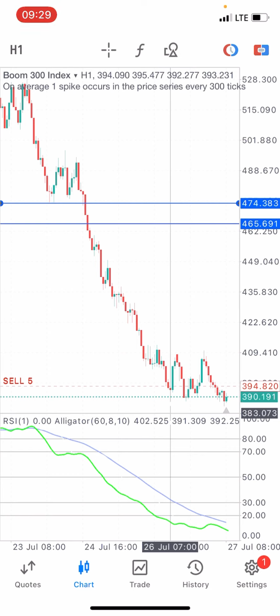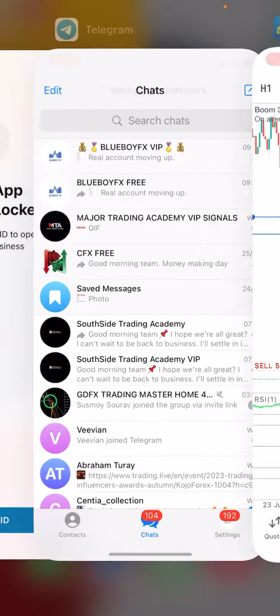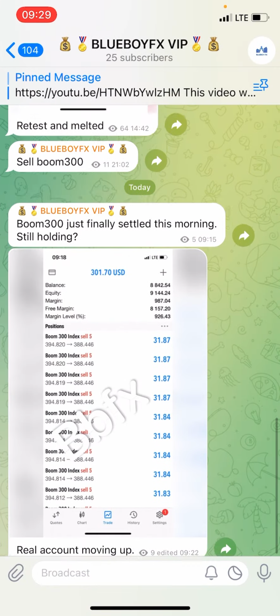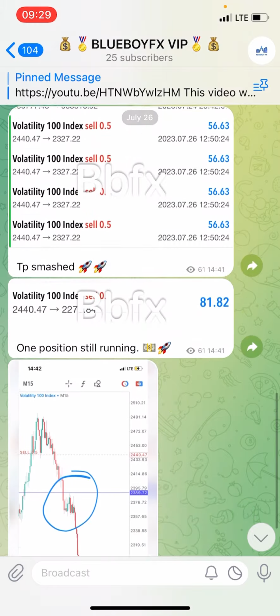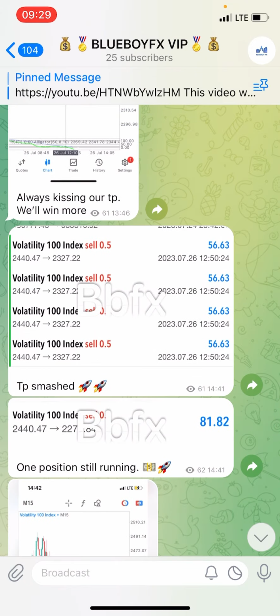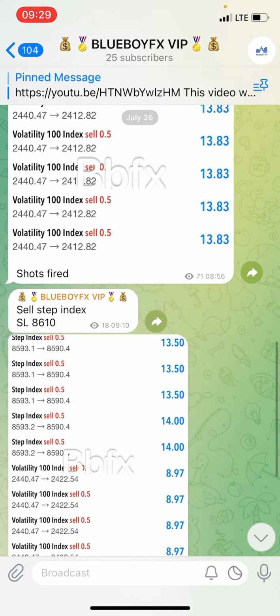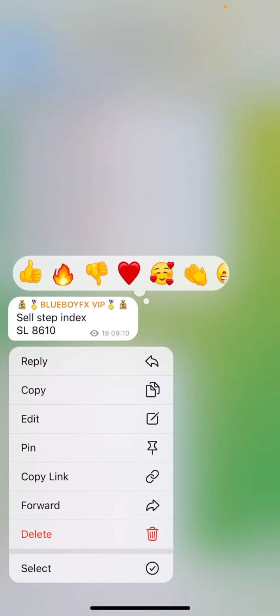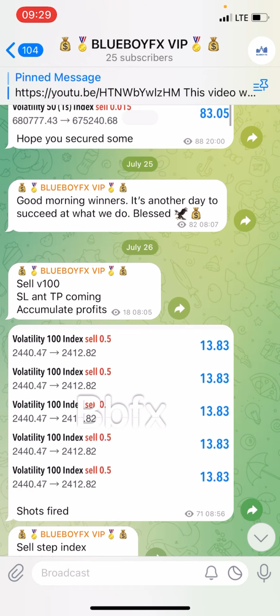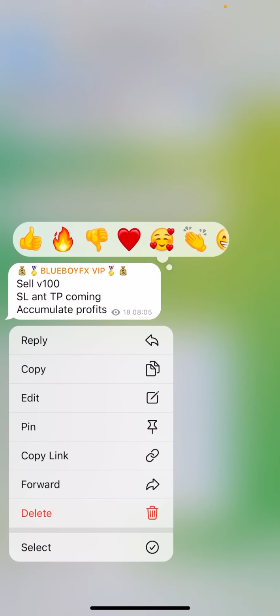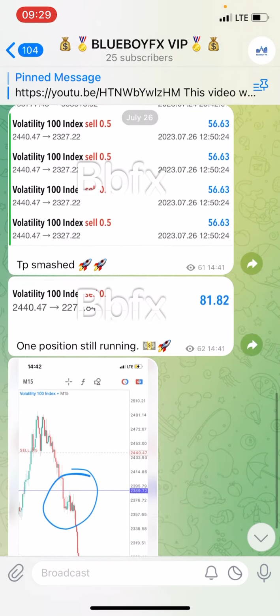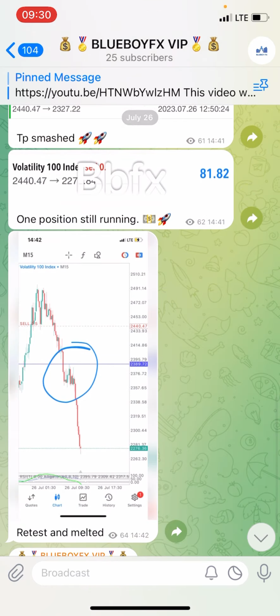So yesterday, we got into this trade where we gave it to the VIP over here, to sell the Boom 300. That's after we had already smashed our TP on the VIX 100. Here was the VIX 100. We gave the Step Index yesterday, the VIX 100 yesterday, and the Boom 300. All of them gave us profits, but the Boom 300 actually stressed us a bit because it was going back and forth.